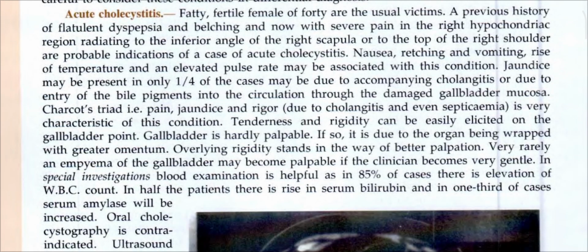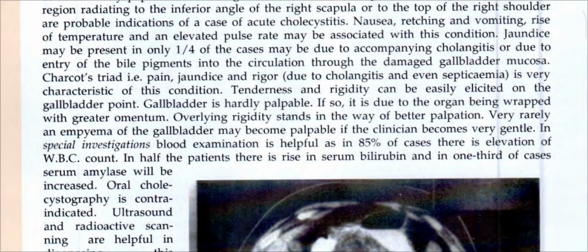Charcot's triad, that is pain, jaundice, and rigor due to cholangitis and even septicemia, is very characteristic of this condition. Tenderness and rigidity can be elicited on the gallbladder point. The gallbladder is hardly palpable; if it is, it is due to the organ being wrapped with greater omentum. Overlying rigidity stands in the way of better palpation. Very rarely, an empyema of the gallbladder may become palpable if the clinician is very gentle.